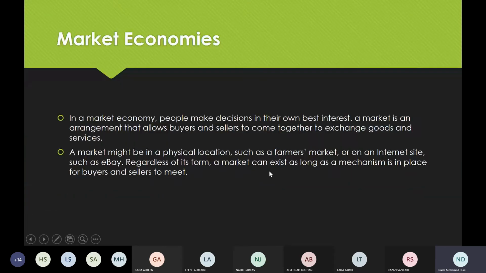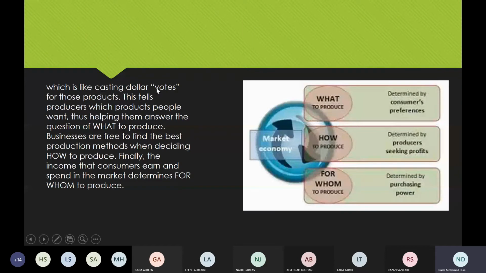Number three is market economy. Market economy, free market. People make decisions in their own best interest. What do I want to produce? How do I want to produce? For whom do I want to produce it? I'm free to have my own land. I'm free to have my own property. I'm free to do whatever I want. In a market economy, what to produce is determined by consumers' preference, how to produce is determined by producers seeking profits, and for whom to produce by purchasing power. So these are decided by people.